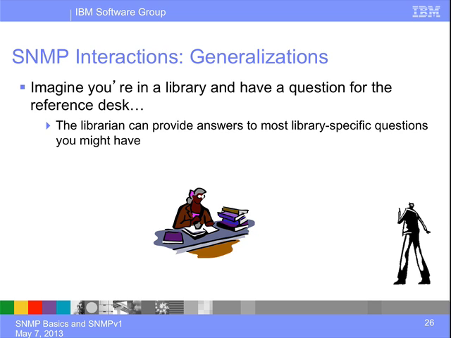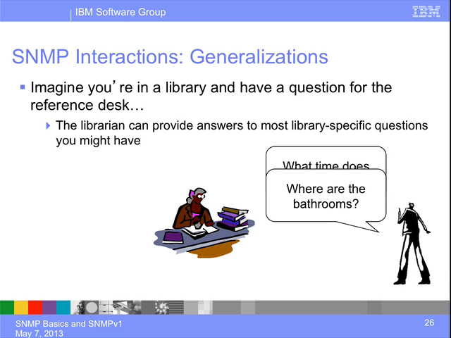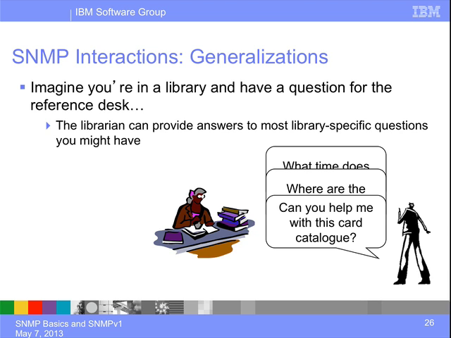But what exactly are these communications, you ask? Well, the SNMP environment is all about making information available, much like a library. Imagine that you've just walked into a library and have lots of questions. If your questions are of a nature specific to the operation of the library itself, it's likely that the librarian can assist you. For example, what time does the library close? Where is the bathroom? Can you help me with this card catalog? These are all questions that the librarian should be able to answer.